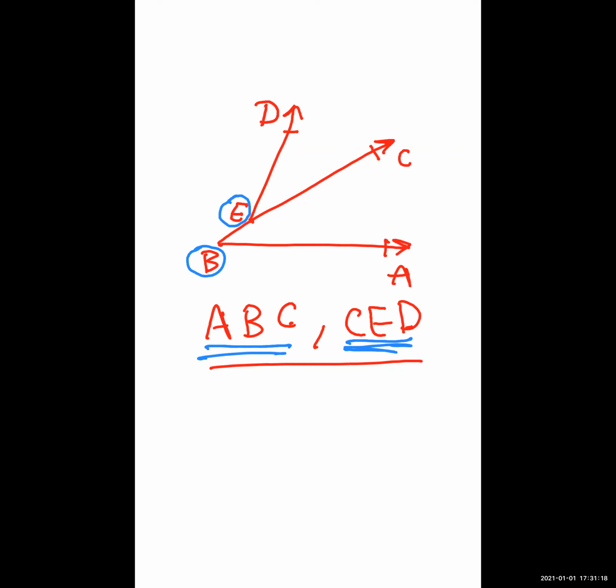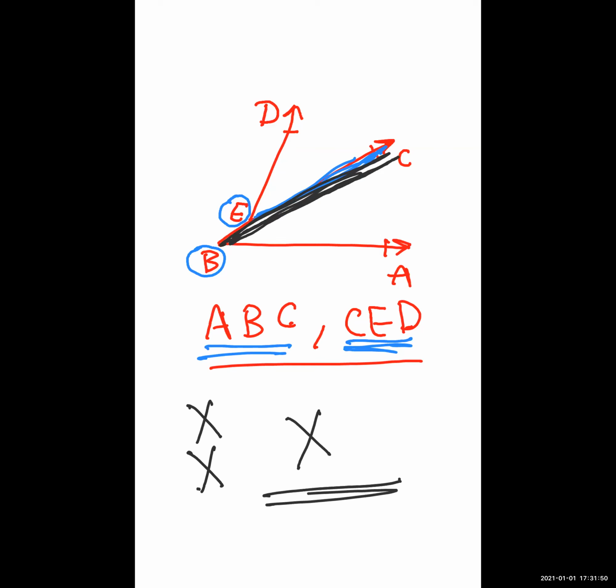Guys, when I say common side, I mean the whole length of the side, not only part like this. We can't consider this one as a common side because the side of the second angle is the blue one, but the side of the first angle is the whole one, the black one. So it's different. No common vertex, no common side, so not adjacent.